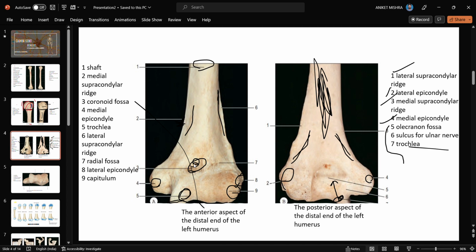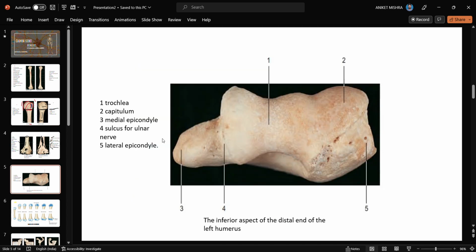This is all about the lower end. When we look at the bone from the inferior view, we will start from the first, that is the trochlea, capitulum. The trochlea is a pulley shaped surface, articulated with the trochlear notch of the ulna, and it is 6 mm below the capitulum, so it forms the carrying angle. Sulcus for the ulnar nerve: there is a little groove-like structure from where the ulnar nerve is going to pass.